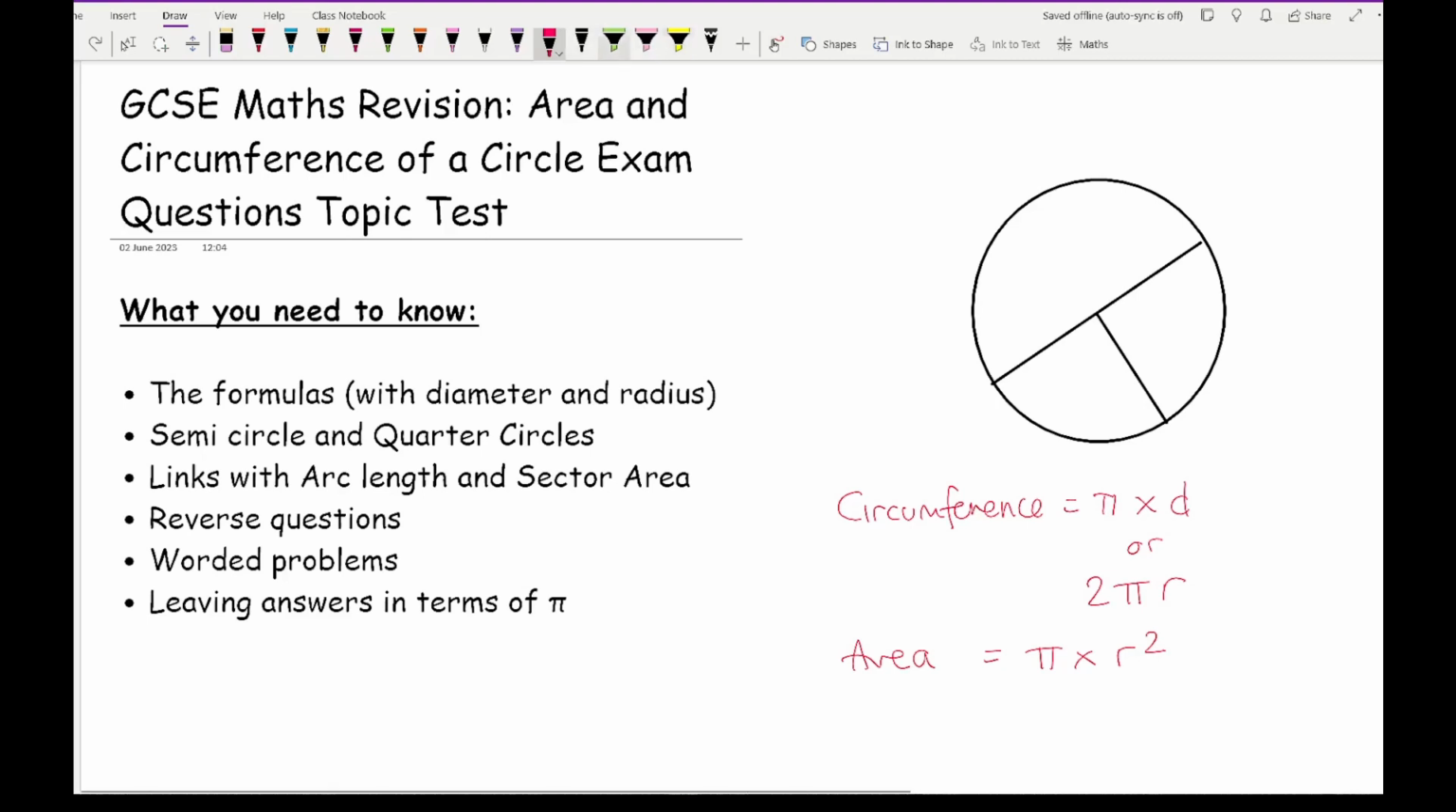Now if you're given a semicircle, remember that if you're working out the perimeter, it's going to be this arc length, which is this here, plus the straight edge. So always be mindful of adding the edges, and I would always recommend that you label each of the parts of the perimeter and then work them out separately, but just be mindful of that.